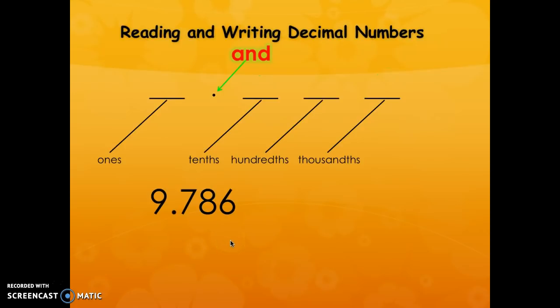Say this number to yourself in your head. So you have 9, decimal means and, then just look at this number. If it was all by itself, you would say 786. Since it lands in the thousandths place, it's simply 9 and 786 thousandths.